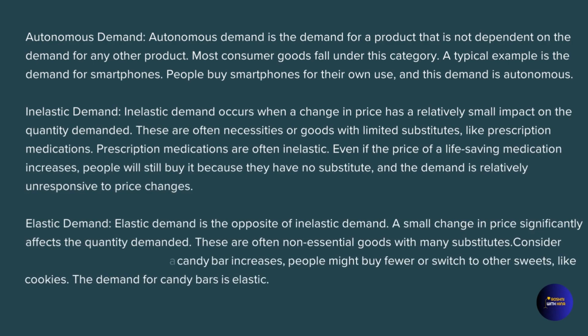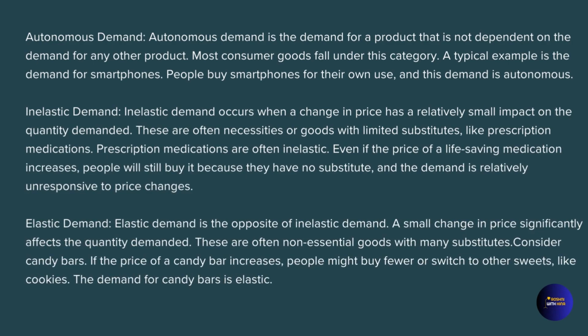Autonomous demand. Autonomous demand is the demand for a product that is not dependent on the demand for any other product. Most consumer goods fall under this category. A typical example is the demand for smartphones. People buy smartphones for their own use, and its demand is autonomous.